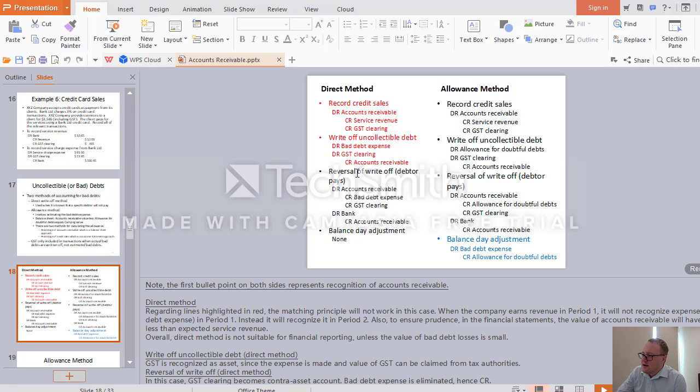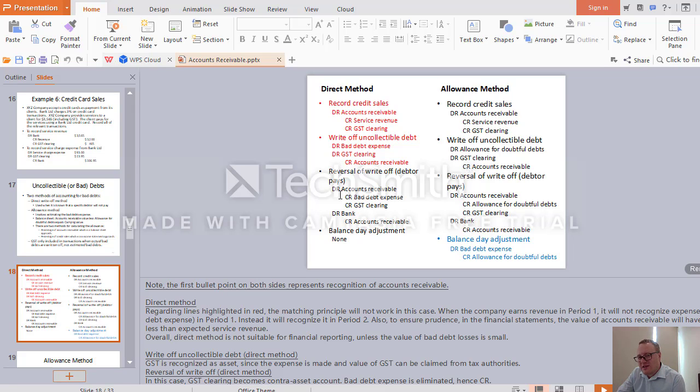Let me go back for a moment to the direct method. Let me mention the reversal of the write-off. When you write off, you credit accounts receivable and debit bad debt expense. But when you make a reversal of the write-off, you will reinstate your accounts receivable and cancel the bad debt expense. You will credit bad debt expense.